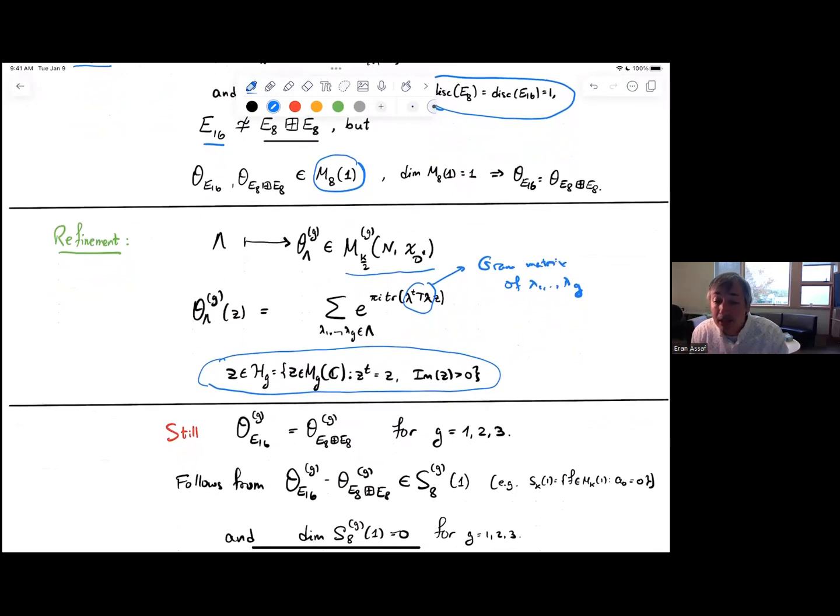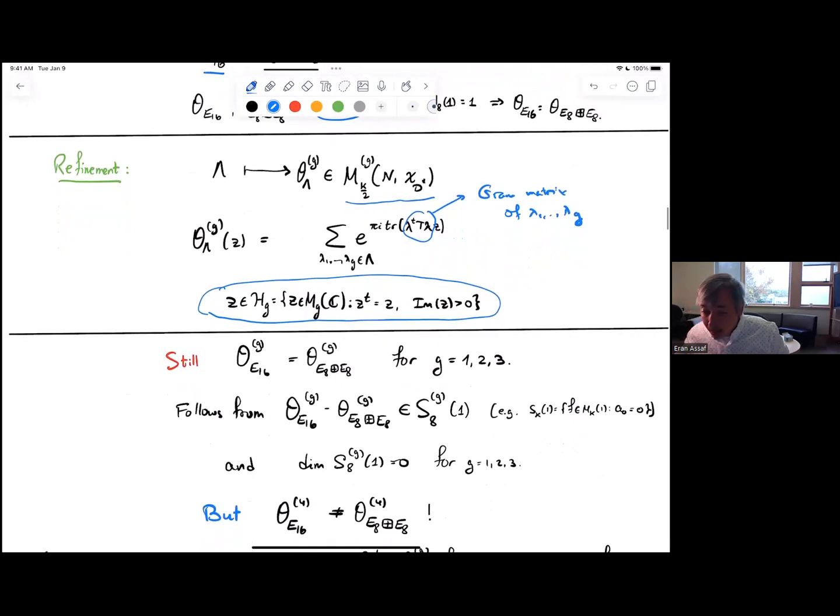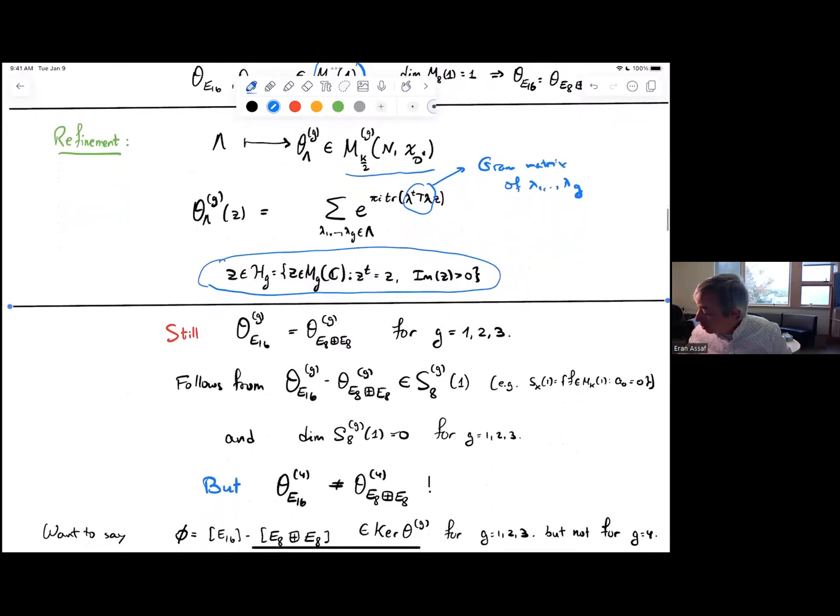And again, the way to see that it's the same for 2 and 3 follows from dimension calculations. So one can look at the difference between these two theta series, see that it's in some smaller vector space inside this space of modular forms. For example, when g equals 1, we look only at these modular forms whose first coefficient is 0. And this vector space is trivial for g up to 3. Okay. But as I said, when one goes to g equals 4, one obtains that the theta series are actually distinct.